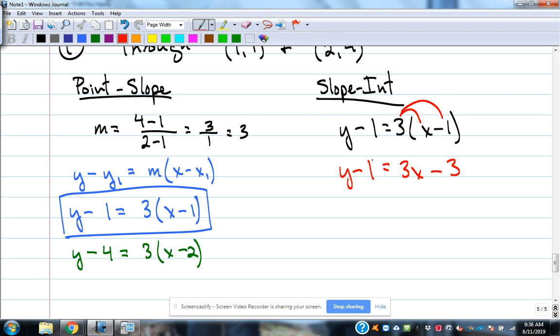And now I'm one step away from getting it in slope-intercept form because I just got to get rid of this -1 here. And the way to get rid of that is to add 1. -3 plus 1 is -2. 3x minus 2 is what I get for my slope-intercept form. Okay. If I had used this green equation here, I'd get the exact same answer. I'd get y equals 3x minus 2 for slope-intercept form.